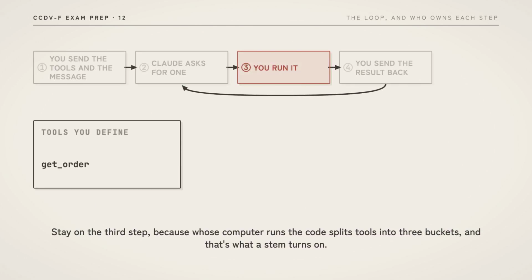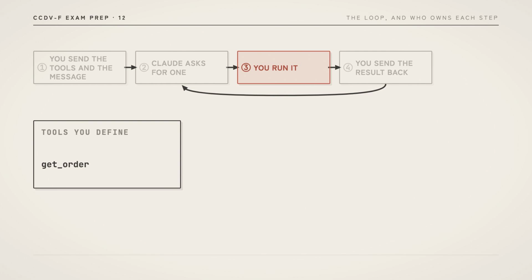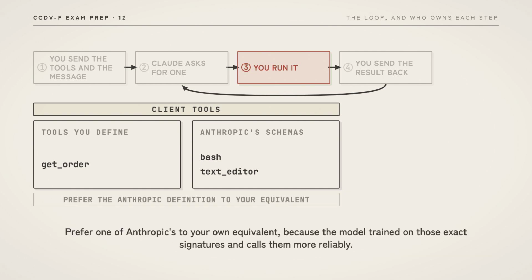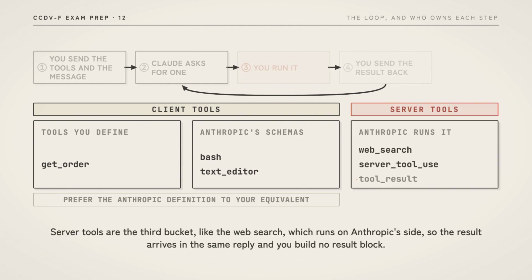Stay on the 3rd step, because whose computer runs the code splits tools into 3 buckets, and that's what a stem turns on. Tools you define run on yours, and so do Anthropic's own definitions for common jobs, printed as bash and text editor. Both are client tools. Prefer one of Anthropic's to your own equivalent because the model trained on those exact signatures and calls them more reliably. Server tools are the 3rd bucket, like the web search, which runs on Anthropic's side, so the result arrives in the same reply and you build no result block.